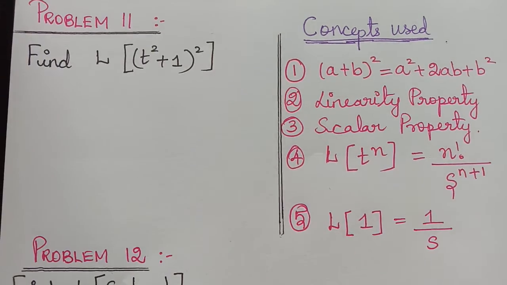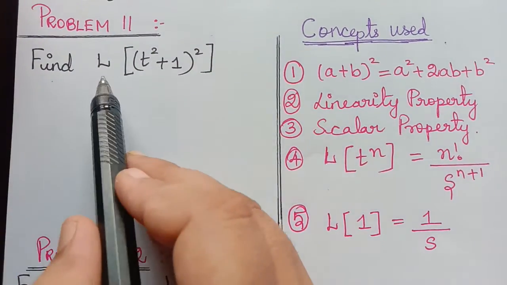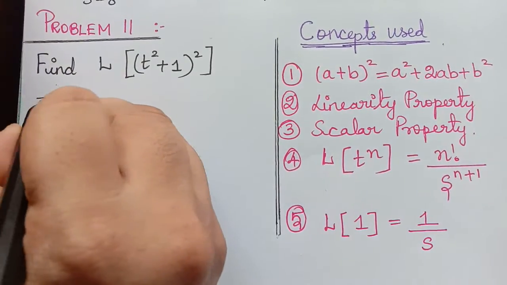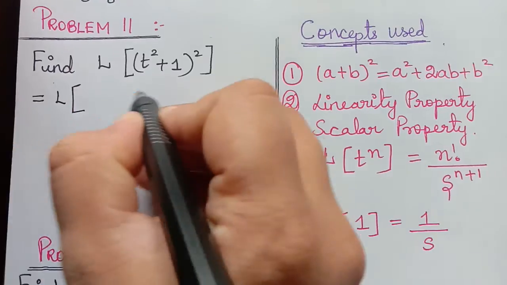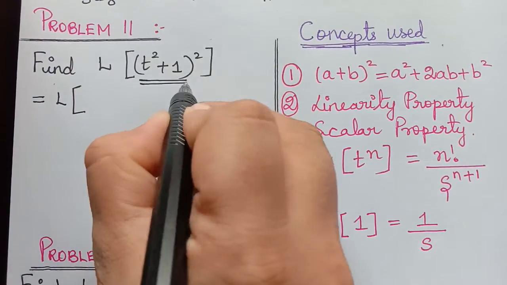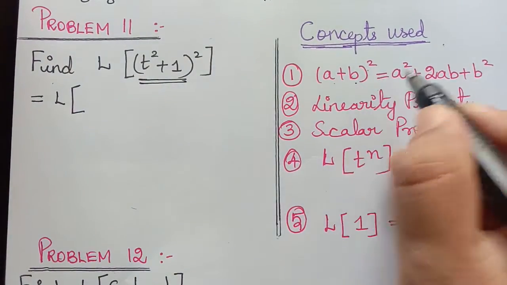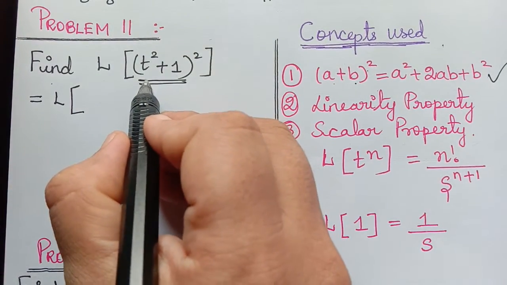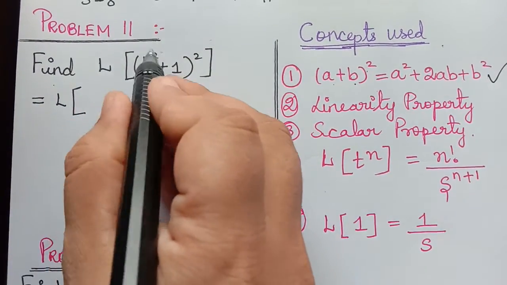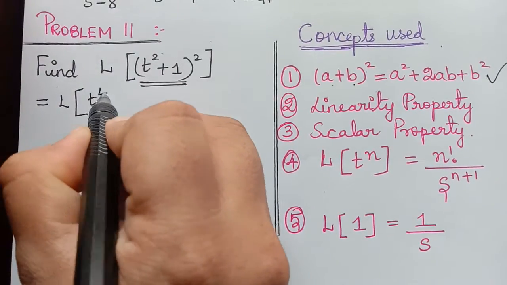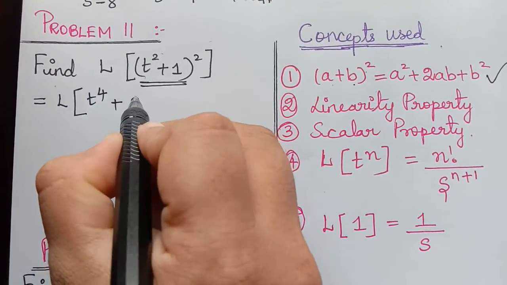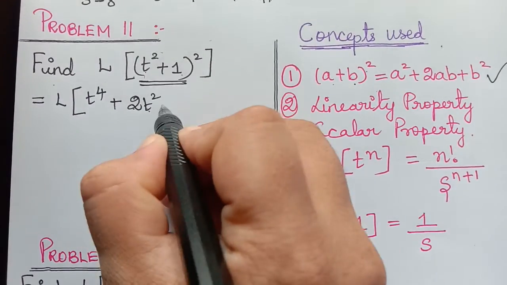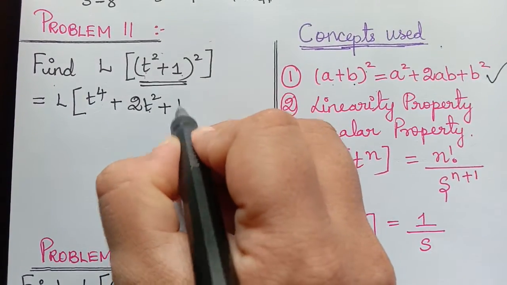So next we have problem number 11. Find L of (t square plus 1) the whole square. So that is equal to L of, first of all we will expand this by using the (a plus b) the whole square formula. So when we do so, here a square, the value of a is t square. So t square the whole square will be t to the power 4, plus 2ab. So 2a is 2t square, b is 1. So 2t square plus 1 square, which will be 1.